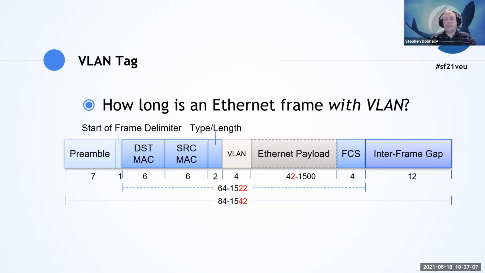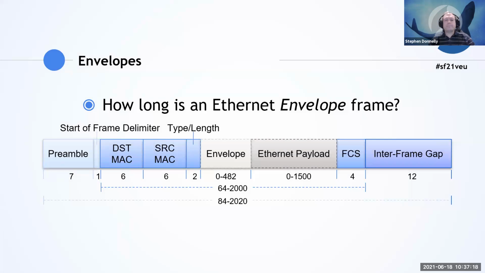They decided that they weren't going to just add another 4 byte VLAN header. Instead, they came up with this idea called envelope frames. What they said is, we're not going to keep changing the length of the Ethernet packet because it's too confusing for everybody. What we'll do is define this variable length envelope, which is anywhere between 0 and 482 bytes, and you can put whatever you like in there. You can have multiple VLAN tags.